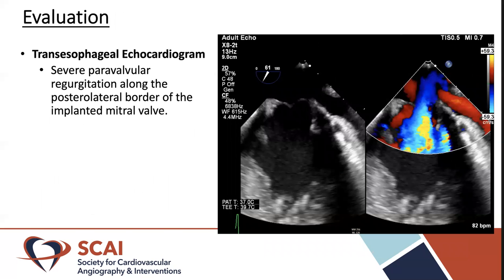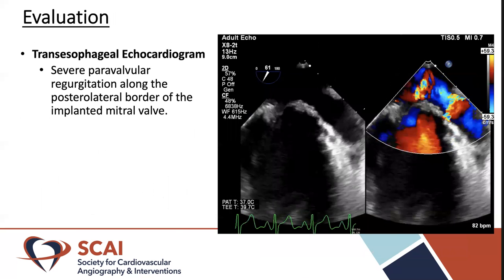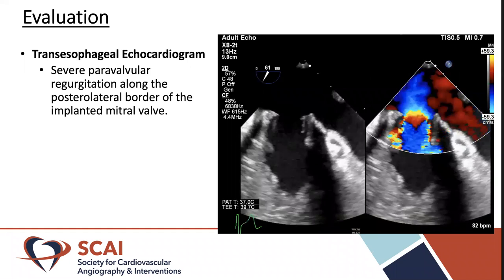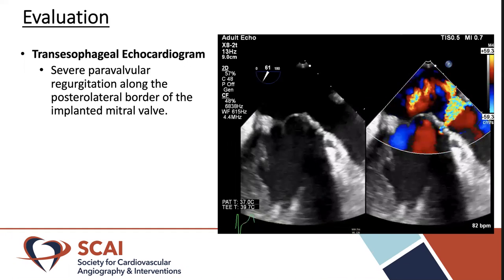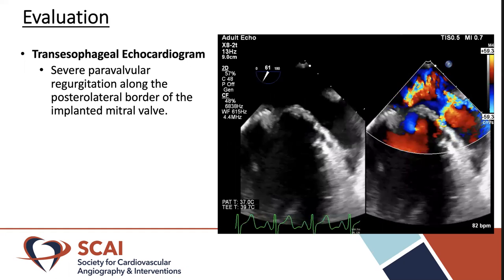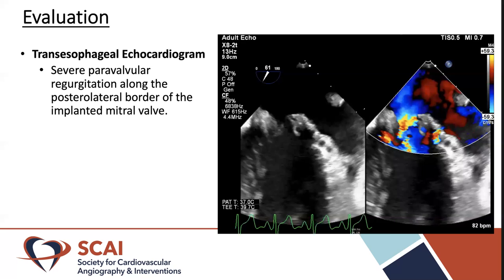The patient was then referred for transesophageal echocardiography. And in this case, you can see that there is severe paravalvular regurgitation. The location of this appears to be on the posterior lateral border of the implanted mitral valve. You can see that regurgitation right there on the panel on the right.